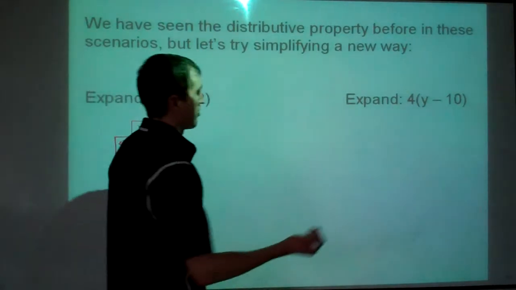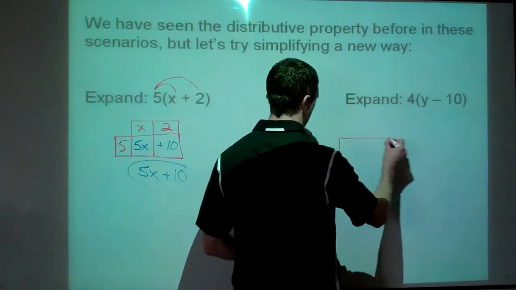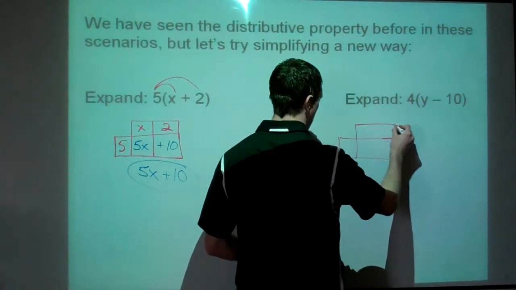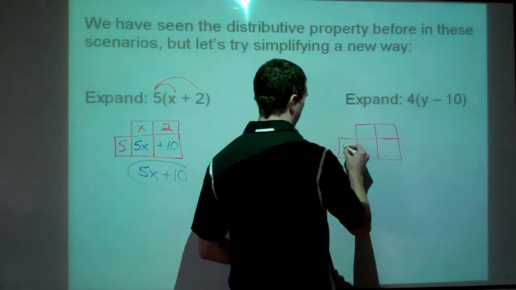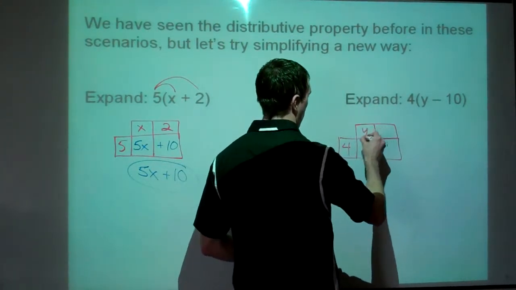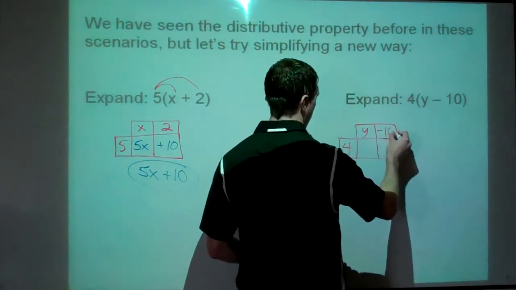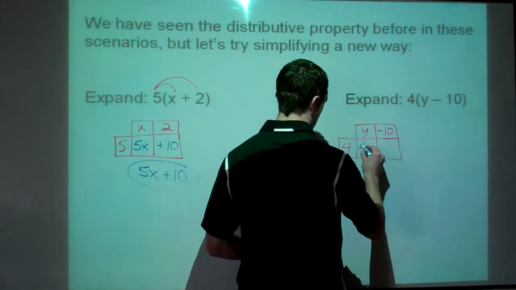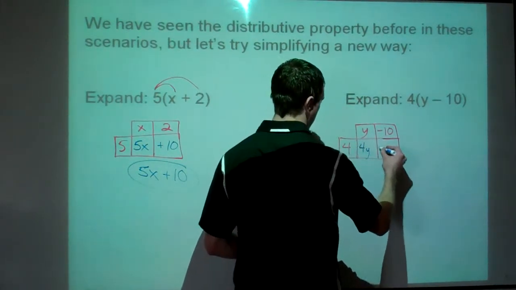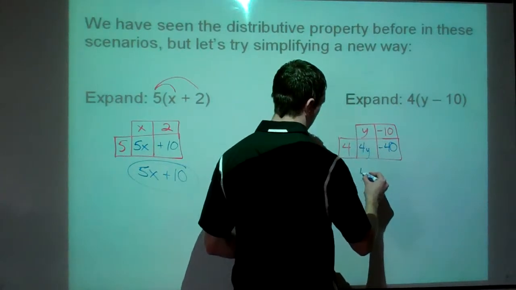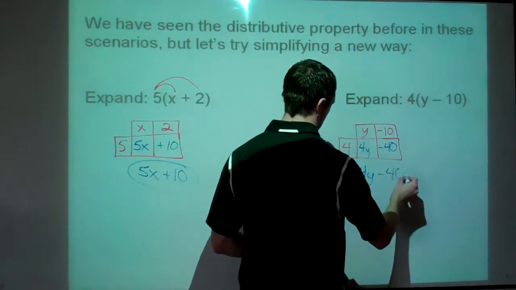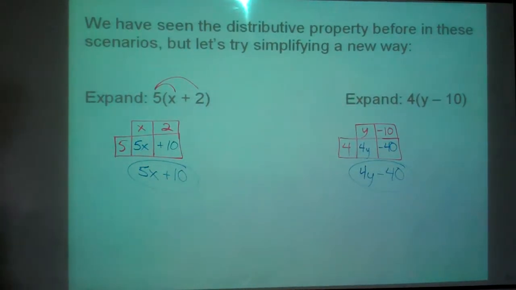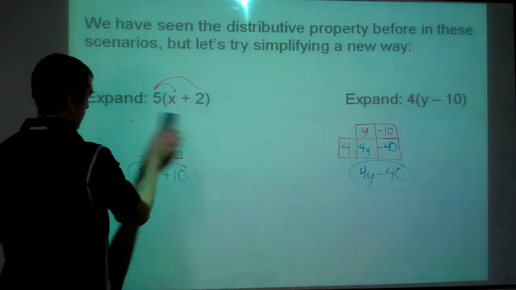Now our other one over here, we do our little box system again. Get a multiplication table going. Four is on the outside, y, and negative 10. So we do the multiplying. 4 times y is 4y. 4 times negative 10 is negative 40. And your final answer would be 4y minus 40. I think I like that table thing. It sets it up very nice for us. So that's your distributive property right there.